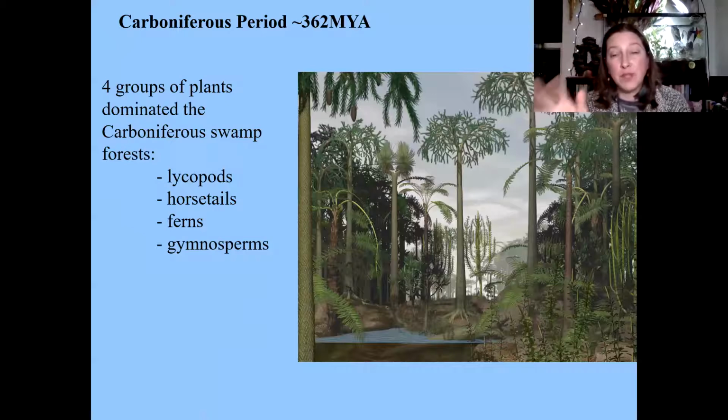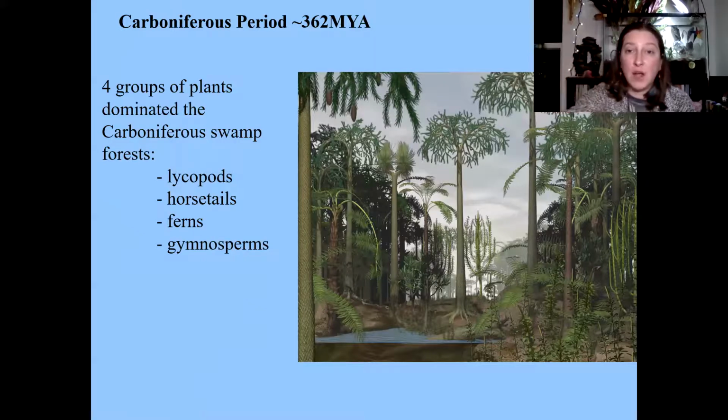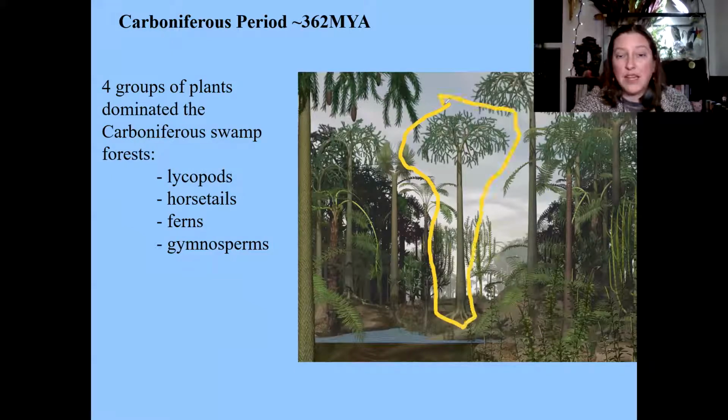There were 4 types of plants that dominated these Carboniferous swamps. You had the Lycopods, the horsetails, ferns, and gymnosperms. So just to give you some context. In fact, as we'll learn later in this lecture today, this big plant right here in the middle is actually an extinct type of lycopod.